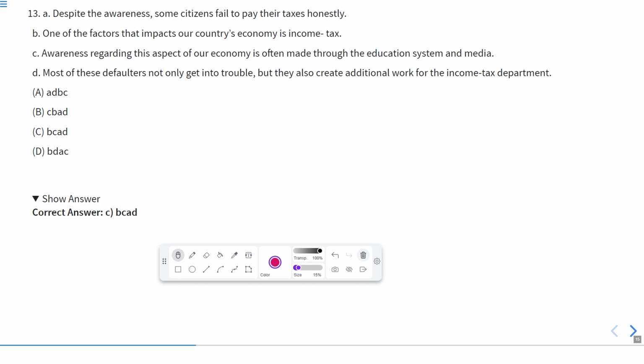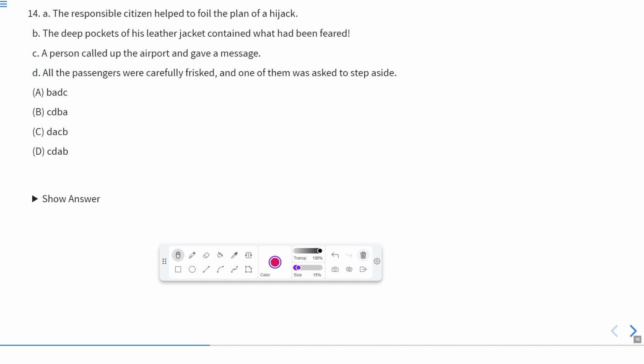Okay, I hope this is clear to you all. Now let us move to the next question. This is question number 14. So the A sentence is: the responsible citizen helped to foil the plan of a hijack.